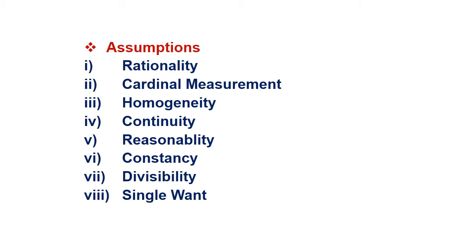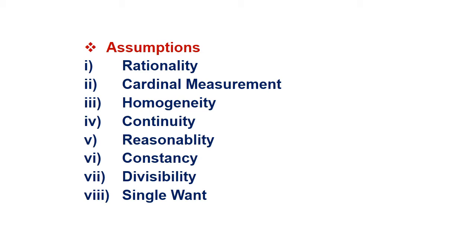First assumption is rationality. What is rationality? The consumer should be rational. He aims at maximum satisfaction within available resources. Second one is cardinal measurement. It means utility can be measured in cardinal numbers like 1, 2, 3, 4 and so on. Number 3 is homogeneity. Whatever units of commodity are consumed by the consumer should be homogeneous in shape, size, color and taste. Number 4 is continuity. There is no time gap between the consumption of two units of commodity.